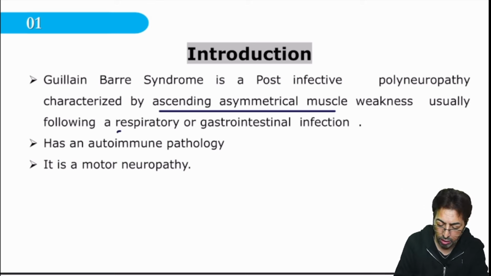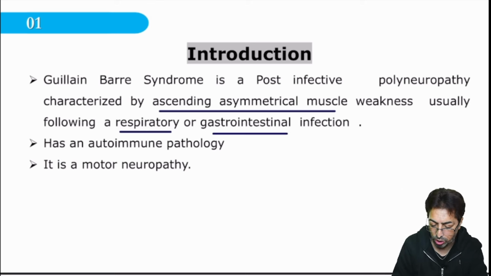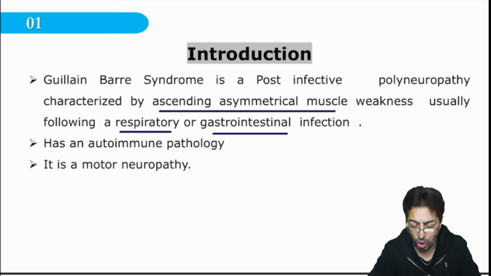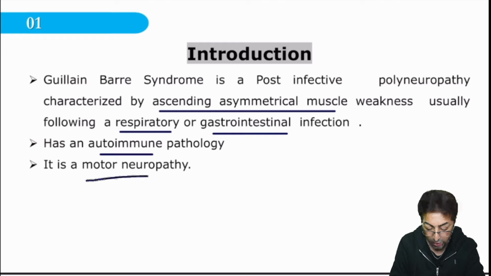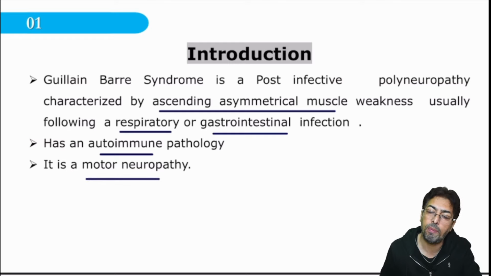So the trigger is the GI and the respiratory infections, as you see, and it is believed that it has an autoimmune pathology, and predominantly it is a motor neuropathy. So these are some important points.